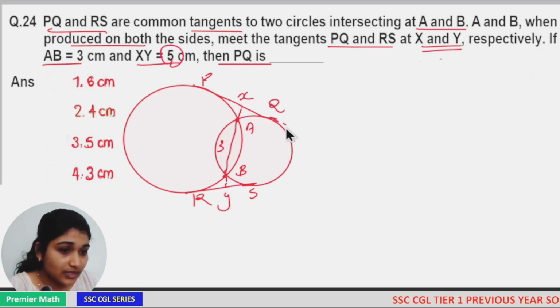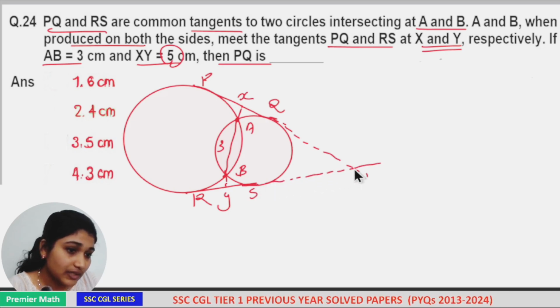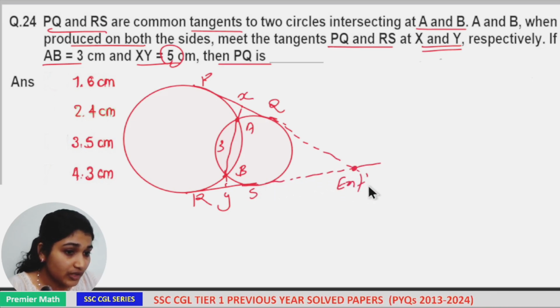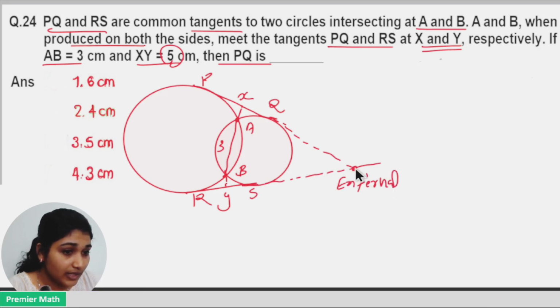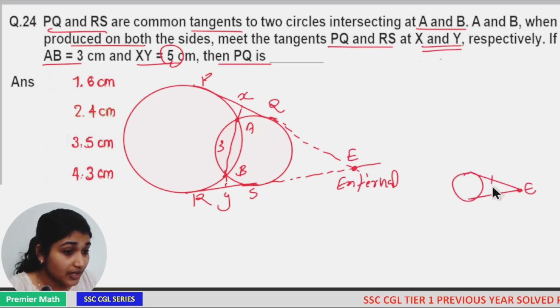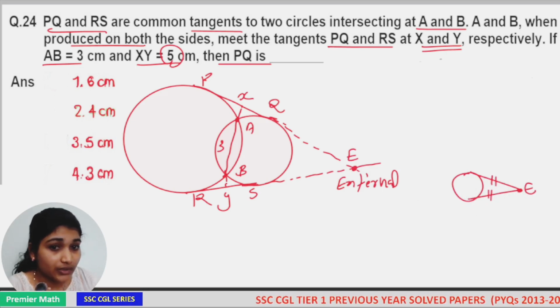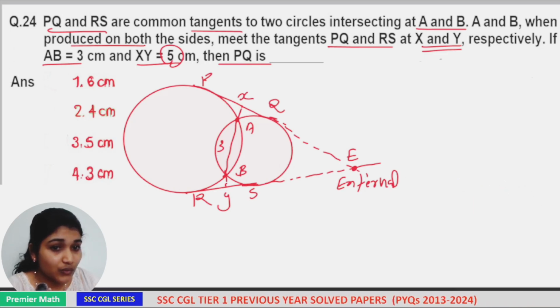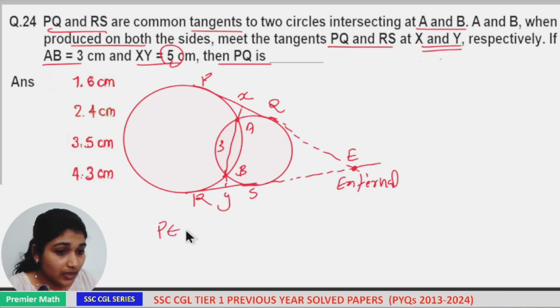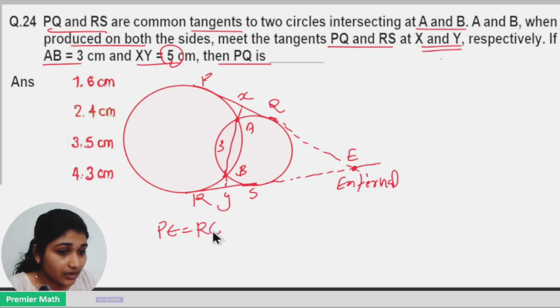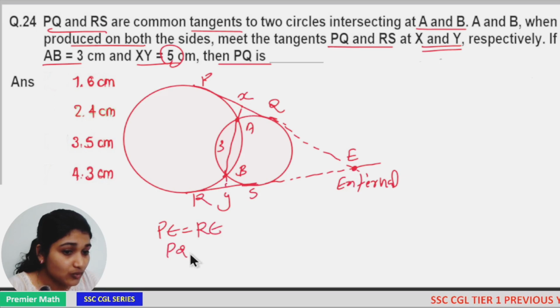If you extend these two common tangents, PQ and RS, they will definitely meet at an external point. We don't know where it's situated, but these two will definitely meet at an external point. Consider it as point A. We already know the concept that tangents from an external point to a circle are equal. So, with this concept, we know tangent PE equals tangent RA. And here PQ and RS are common tangents from this external point, which means PQ is also equal to RS.